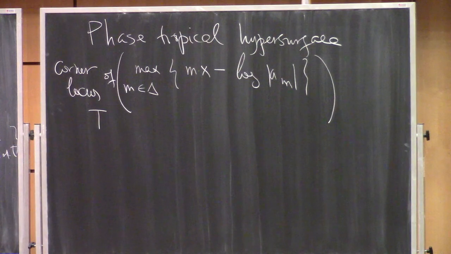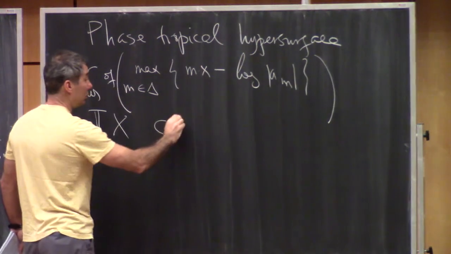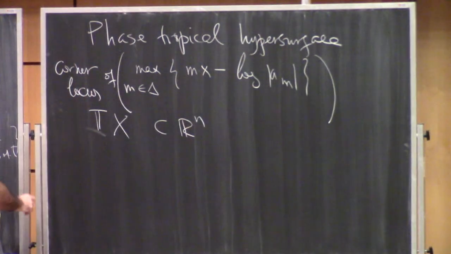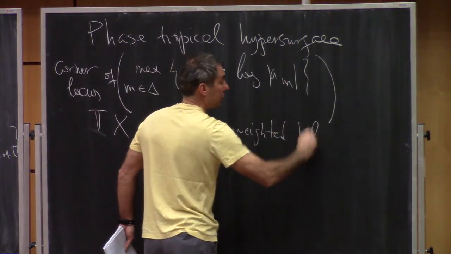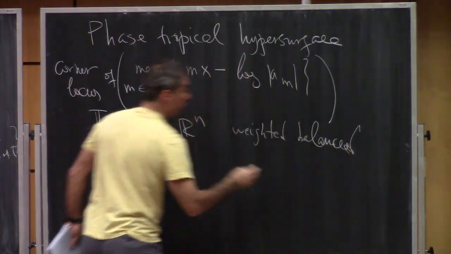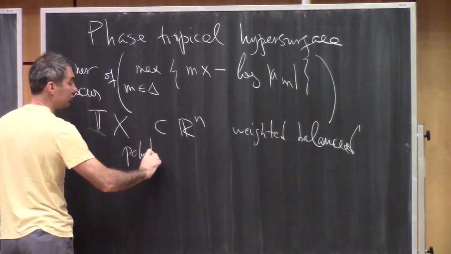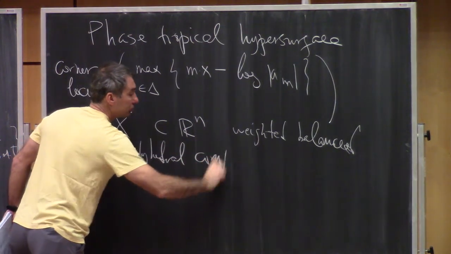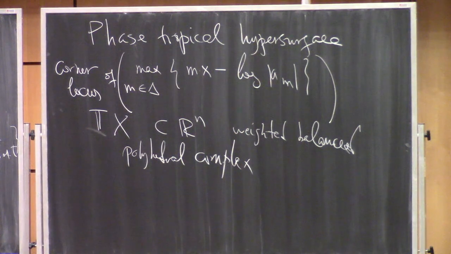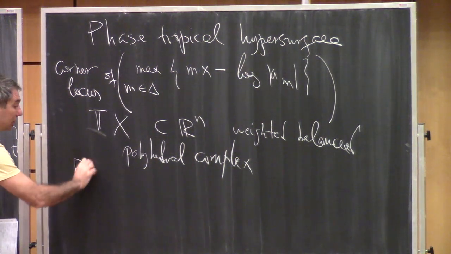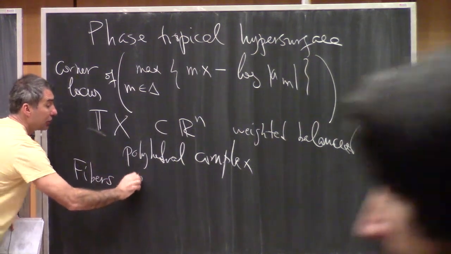So we have this tropical variety which lives in R^n, this corner locus, and it's a weighted, balanced polyhedral complex. So this is not the end. I want to enhance it by putting some fibers over it. And the fibers are going to be, so put fibers over its strata, the following.